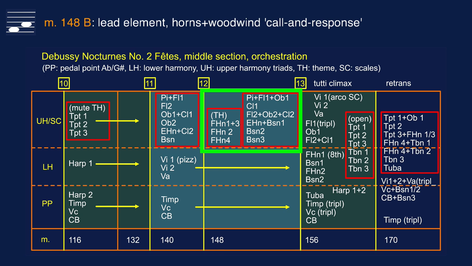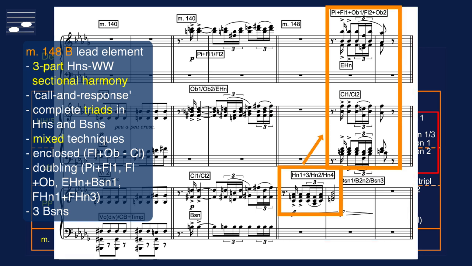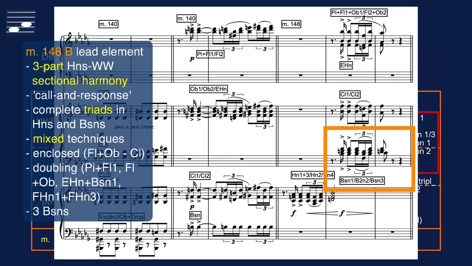The second main element statement in the B section is a call and response setting for three-part horns in F and six-part woodwinds. Again, this is an example of sectional harmony setting. The lead part in horns is doubled in first and third horn. They play complete triads, as do the three bassoons at the bottom of the woodwind section. Now the clarinets are enclosed by flutes and oboes, playing in parallel octaves, while the English horn is doubling the lead bassoon. The dynamic level has increased.